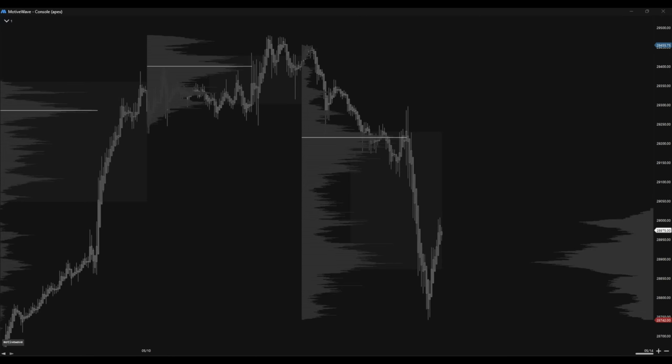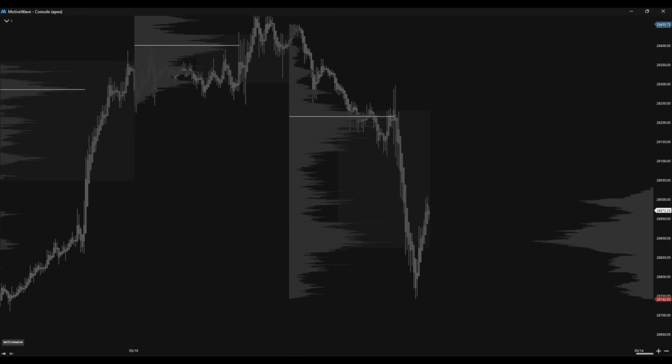The value area is commonly defined as the range that contains approximately 70% of the session's total traded volume. At the center of this range is the point of control, which I have in white, which marks the price level where the highest concentration of volume is. The upper boundary is the value area high, and the lower boundary is the value area low, which you can see here, the high and the low.